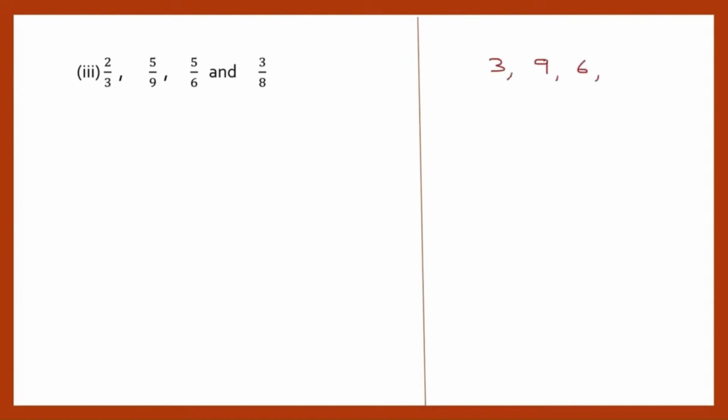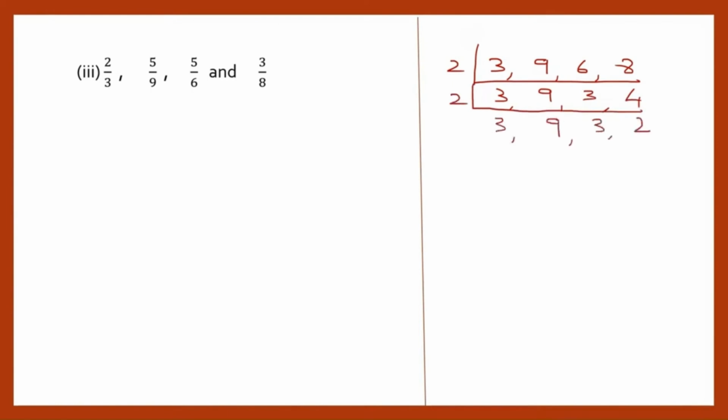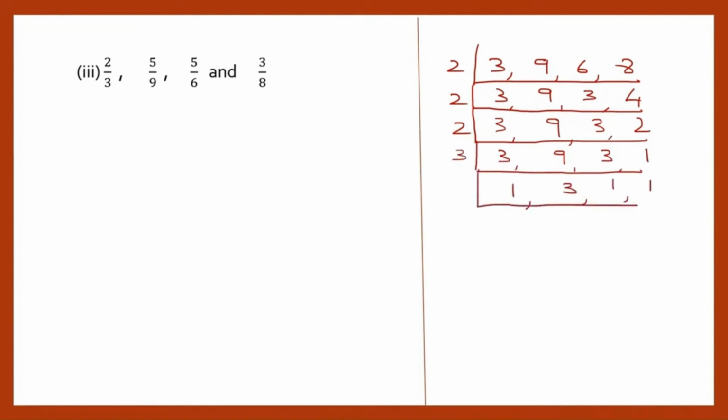Third one. Denominators, we're going to find the LCM. So let's start with 2. I bring down 3, 9, 3, 2 threes are 6, 2 fours are 8. I continue with 2, 3, 9, 3, 2 twos are 4, 3, 9, 3, 2 ones are 2, 3 ones are 3, 3 threes are 9, 3 ones are 3, 3 ones are 3.